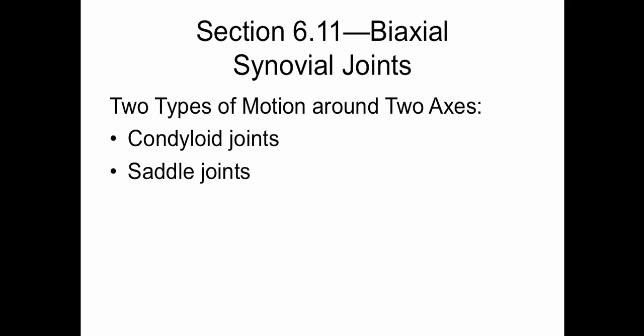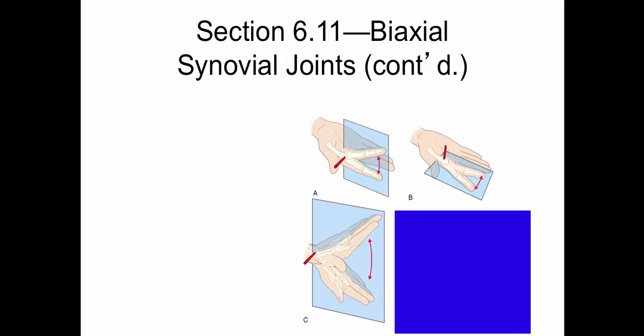Biaxial joints have 2 types of motion around 2 axes. They include condyloid joints and saddle joints. Condyloid joints are also known as ovoid joints or elliptical joints, and saddle joints are also known as sellar joints. In a condyloid joint, one bone is convex in shape and the other bone is concave in shape. An example of a condyloid joint is the metacarpophalangeal joint of the hand.